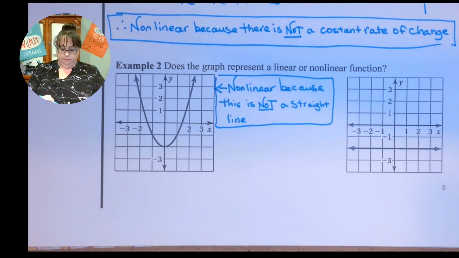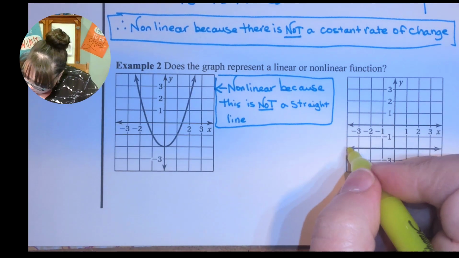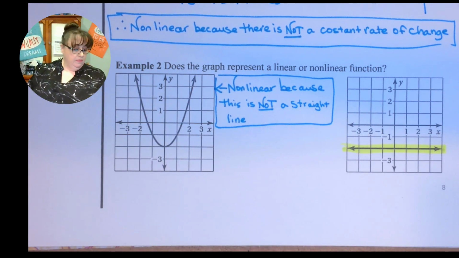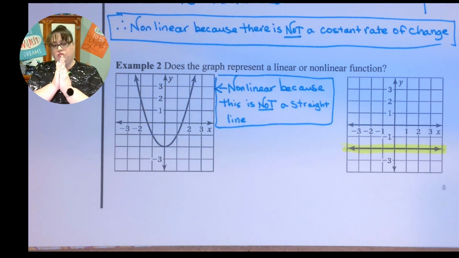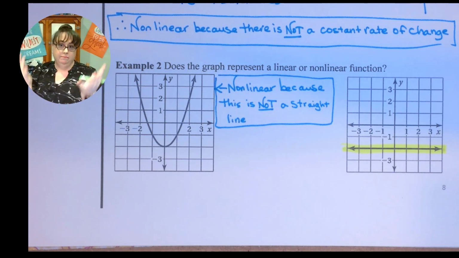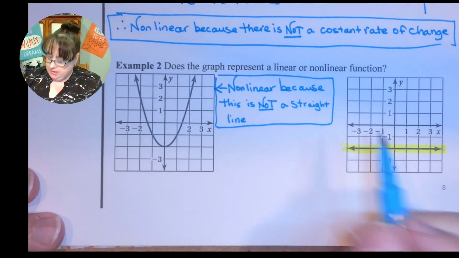Now let's look at this one. This one might be a little bit harder for you to see, but it is this part right here. That is linear because it is a non-vertical straight line. Now there is a reason I said non-vertical. If the line was to go straight up and down and be vertical, that is not a function. That is just one of those rare cases we have to be careful of.